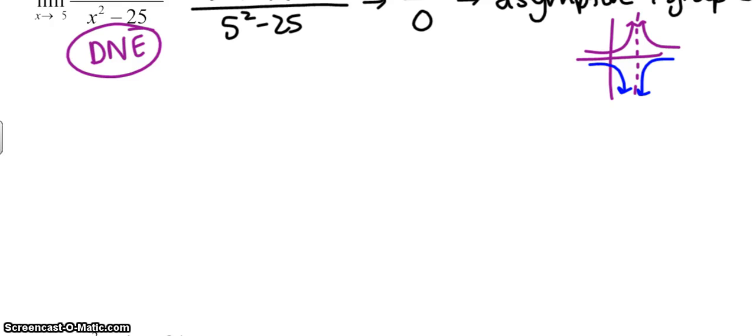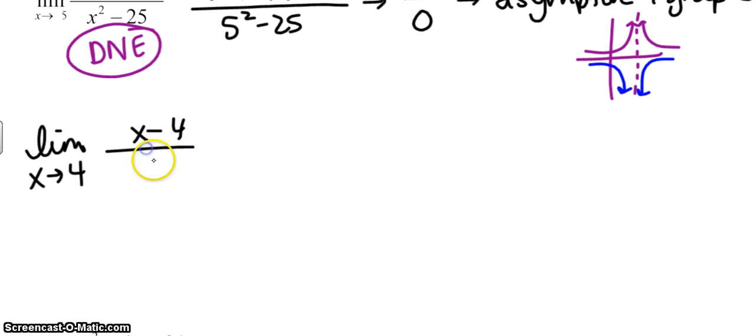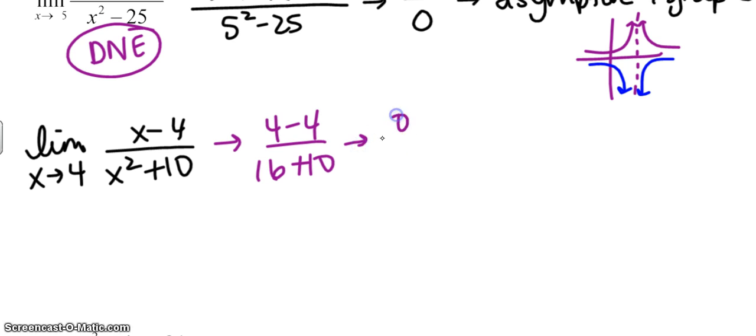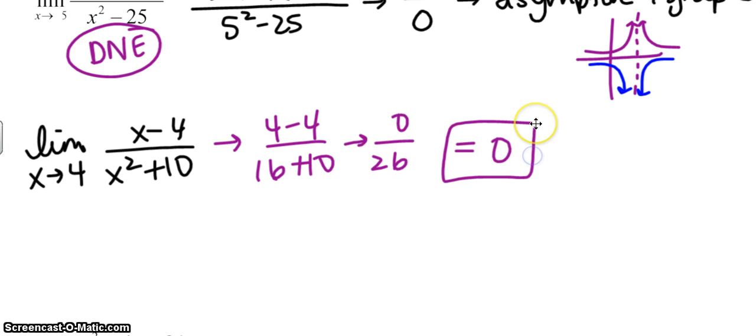Alright, the next example you should have in your packet, I've got to write mine in here. The limit as x goes to 4 of x minus 4 over x squared plus 10. Well, if I try substitution, I get 4 minus 4 over 16 plus 10, which is 0 over 26. 0 in the numerator is fine. 0 over 26 is just 0, so my limit is equal to 0.